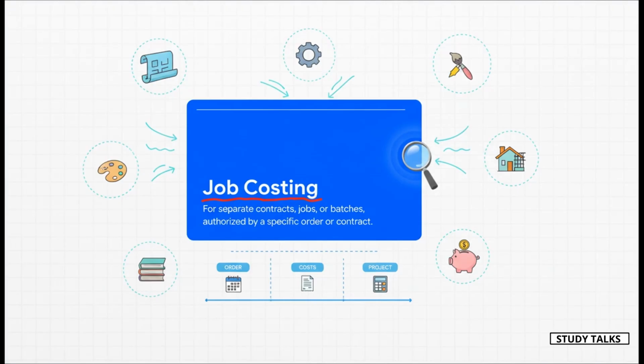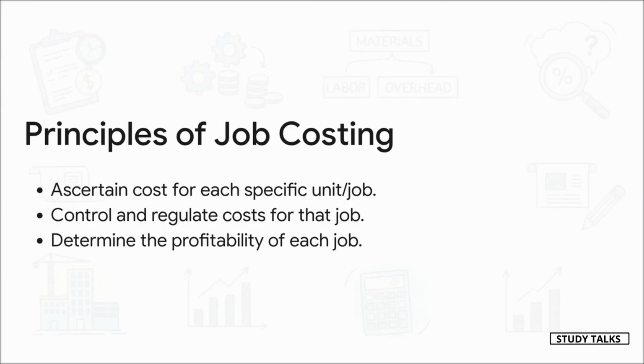Now, this definition might look a bit formal, but it holds the golden key. Look at those words: separate contracts, specific order. That's the whole idea right there. Every single job is its own unique universe. The second you start using a generic, one-size-fits-all percentage like our supervisor did, you've broken the number one rule of job costing. And that core idea leads directly to these 3 principles.